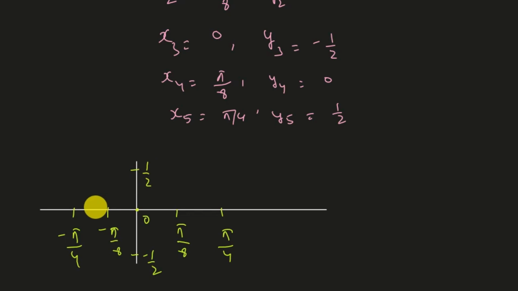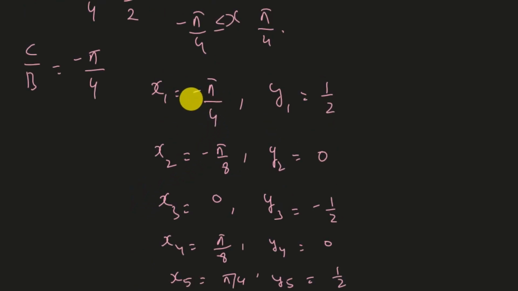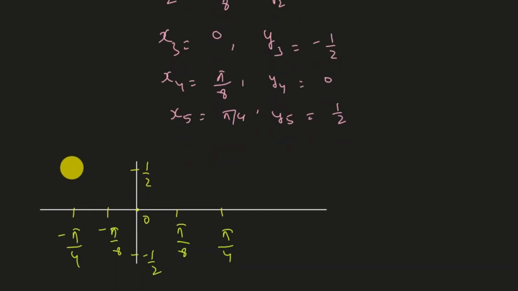Now plot the key points. We'll start from x1. So when x1 is minus pi by 4, y1 is half. So this would be the point, then this would be the point, then this would be the point, then this one, and finally this one. So join these points with a smooth curve like this.